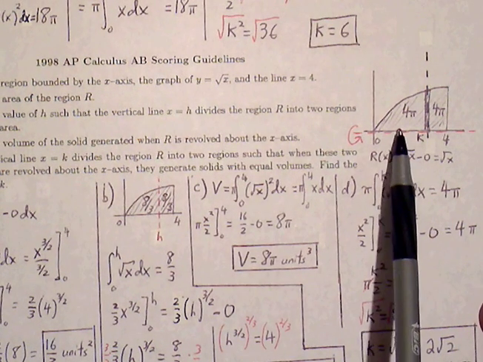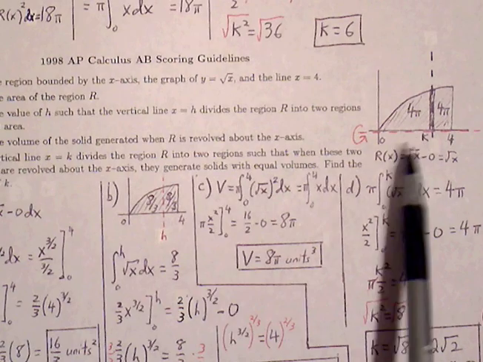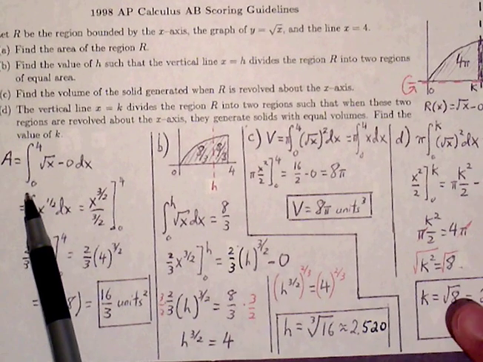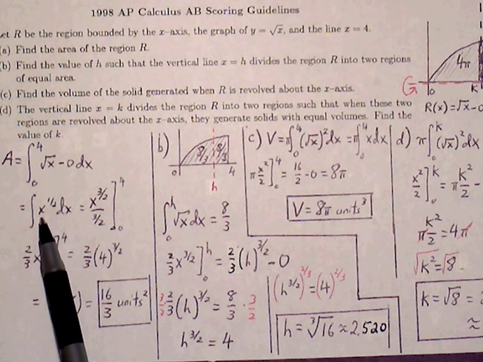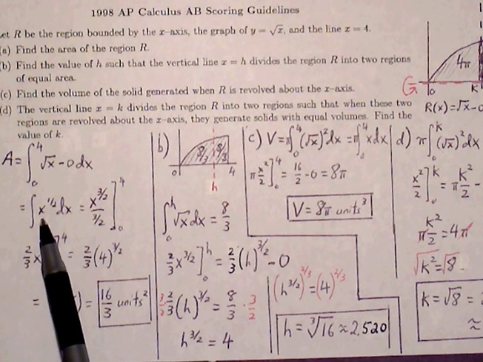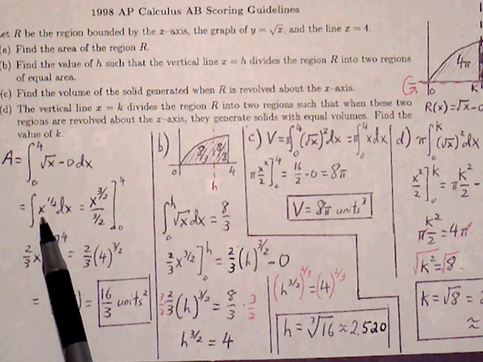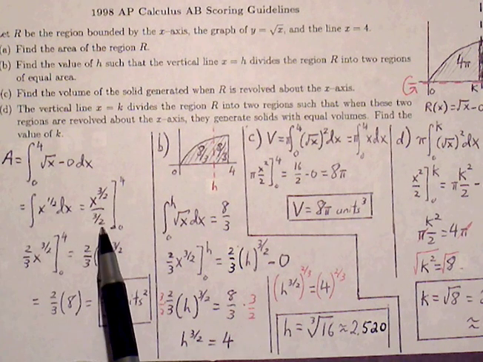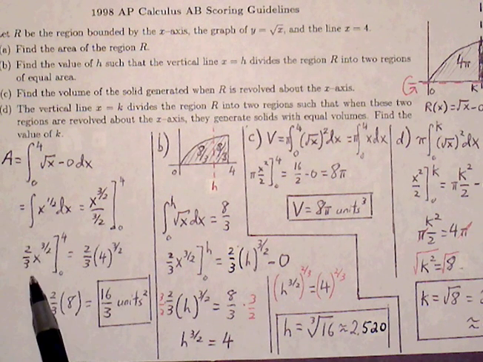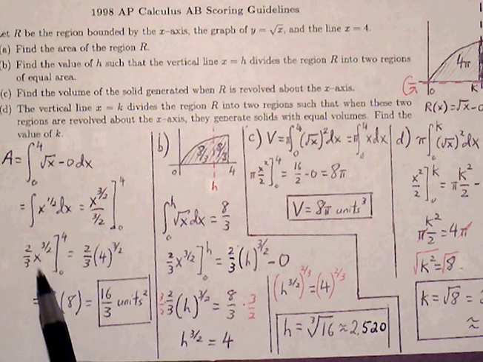So to find the area of region R, we do top minus bottom between 0 and 4. And it's the same problem as number 1. It's just that now we know the upper bound, which is 4. So go through the power rule. We get x to the 3/2 over 3/2. And plug in 4. Upper bound first, then lower bound.